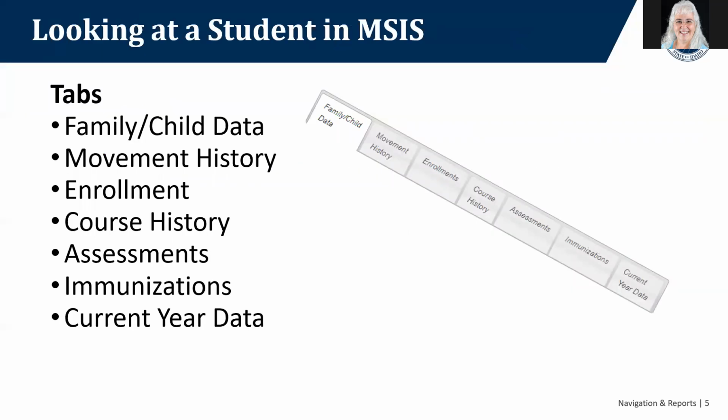If you select the student, here's what you will see. You will see a number of tabs. We are going to go through each of them fairly quickly, but we have family or child data, movement history, enrollment, course history, assessments, immunizations, and current year data.